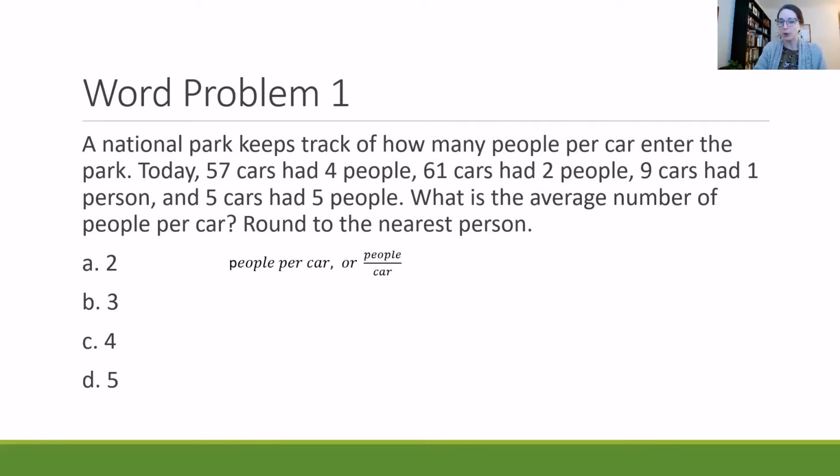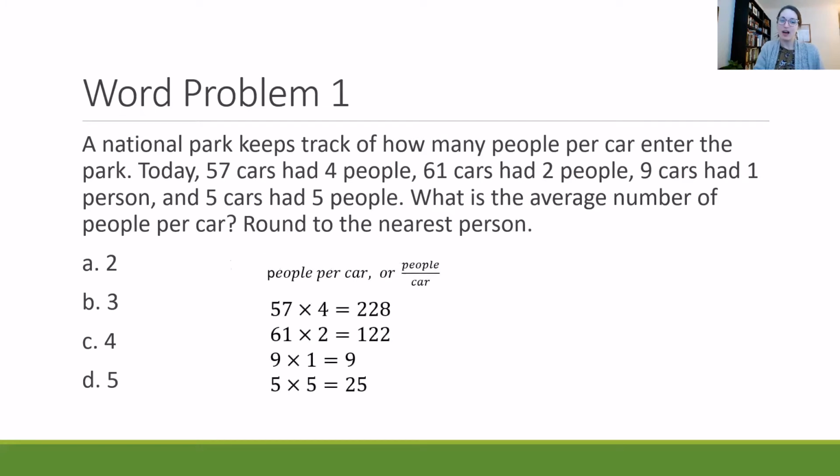When I read people per car, I think about it as a division sign. So people per car, and the per is the dividing line between them. If I can remember that about the word per, that's going to help me solve this problem ultimately, because that will help me get the average. Now, if I look at how many people we have, I would have to do some multiplication because for every one of those 57 cars, there are 4 people inside.